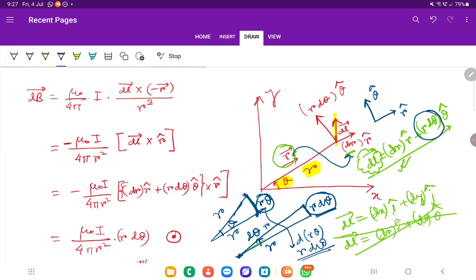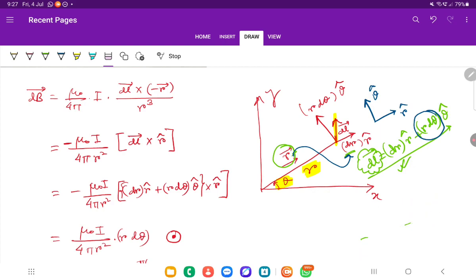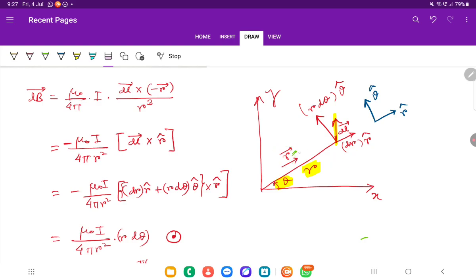So anyway, these are all the explanations of why I am writing dl vector as dr times r cap plus r d theta times theta cap. So I hope it's clear. So let me erase all these things. Yeah, we're done. So this was my resolution of dl in polar coordinates in terms of r cap and theta cap.